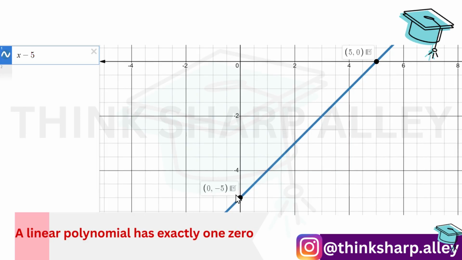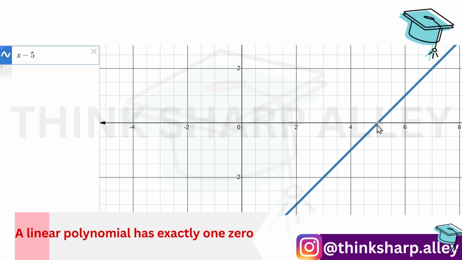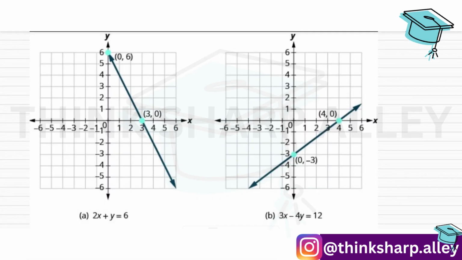It is cutting the x-axis at (5, 0), while the y-axis at (0, -5). Obviously, this coordinate has no significance. My point is where the graph cuts the x-axis, which is this point, right? So the zero of the polynomial is 5, and as it's a linear polynomial, we have only 1 zero. So whenever we have a polynomial of the form y equals ax plus b, we will have exactly 1 zero. I'm so sorry, we will definitely have 1 zero, and that zero is the point where the graph cuts the x-axis. And that point is called the x-intercept.